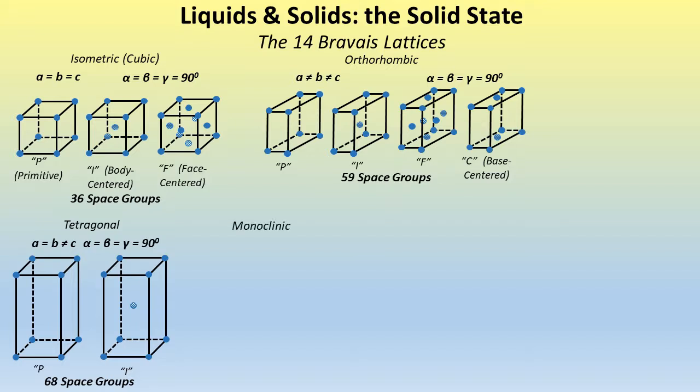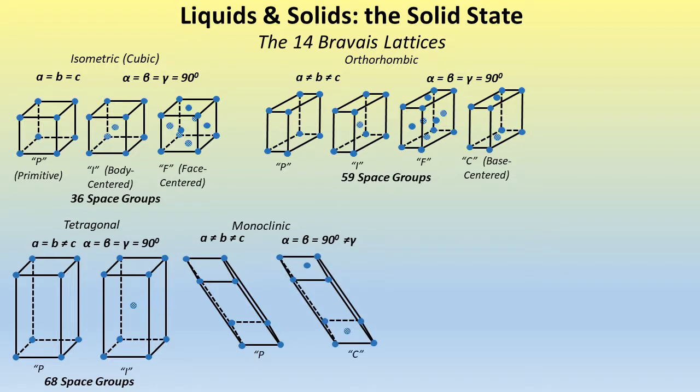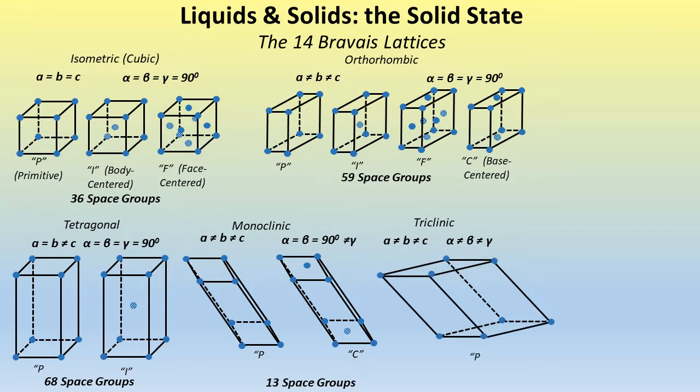Further decreasing relationships, and a monoclinic cell. None of the sides are equal. 2 of the angles equal 90, but the third one does not and can be any angle. Within this shape, you can have a primitive or a base-centered cell, leading to 13 possible space groups. Finally, almost finally, you have triclinic, where none of the sides are the same length and none of the angles are the same. This is difficult to reproduce and can only give a primitive shape, leading to 2 space groups.